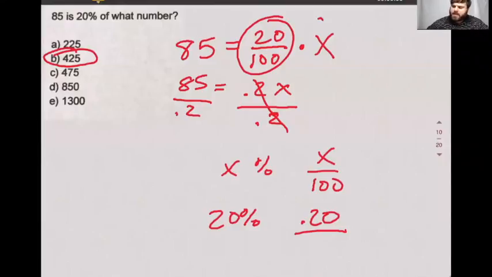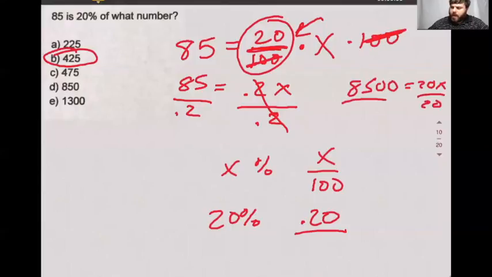Alternately, if I didn't see that I could just divide that out, I could have multiplied by 100. Remember, that would have gotten rid of the dividing by 100 part. That would leave me with 8,500 equals 20x, and then I would divide out the 20. Either way, I'm going to get the same number. But that's just a little bit of a shortcut there. If you can realize 20% is just 0.2, that'll save you just a little bit of time.